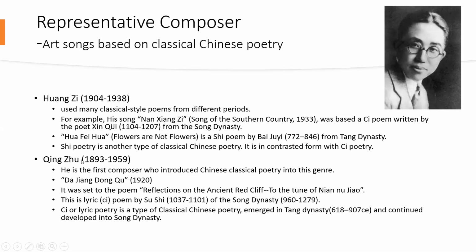And Qing Zhu, as we mentioned before, is the first composer who introduced Chinese classical poetry into this genre. And for his song Dajiang Dongqu, he set the poem Reflection on Ancient Red Cliff to the tune of Nian Nu Jiao. This is a Ci poem by Su Shi from the Song dynasty. Ci and Shi have contrasting patterns and forms, and they emerged in different times.